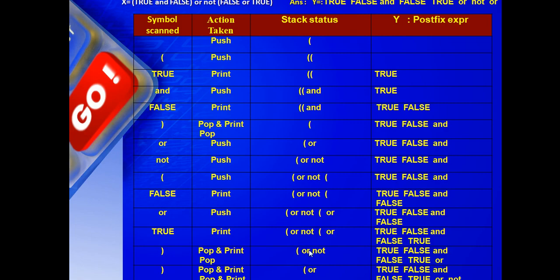Therefore, your stack will have left parenthesis, or and not. These or and left parenthesis are gone due to this right parenthesis. Now, due to this right parenthesis, not is popped and printed, next or is popped and printed, next left parenthesis also popped but not printed. So finally your expression is true false and false true or not or. Very simple, the algorithm. Is it clear?